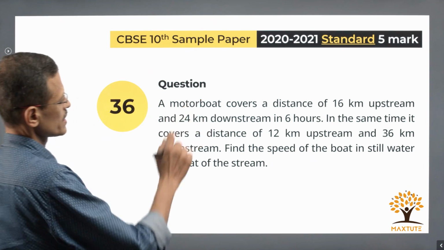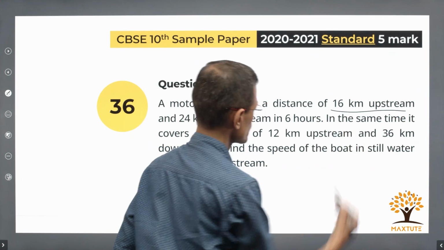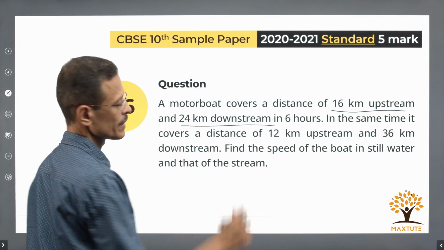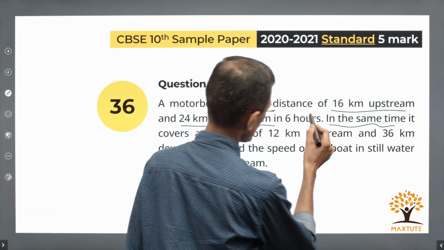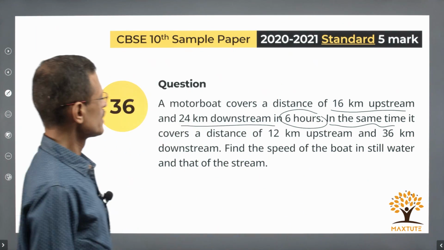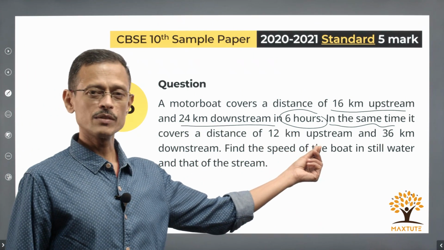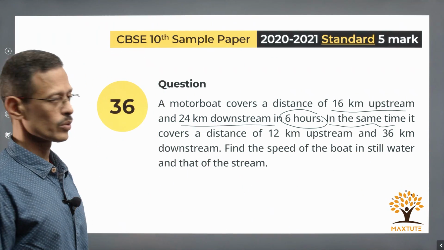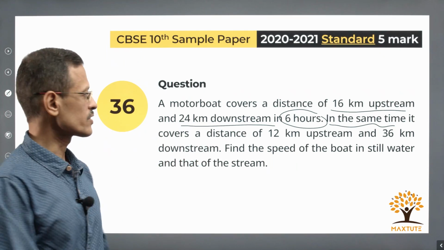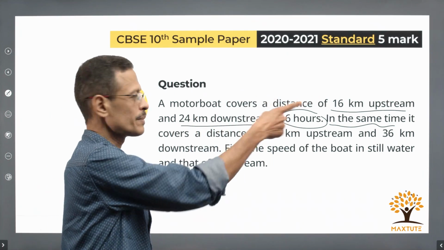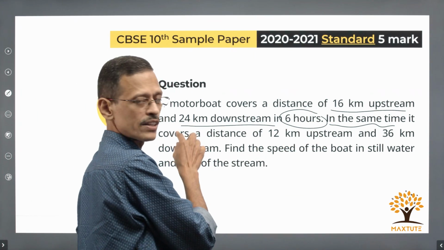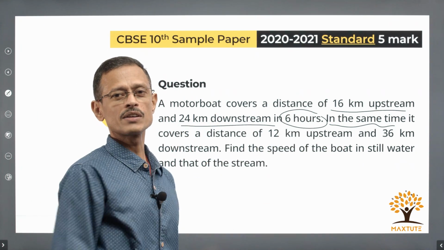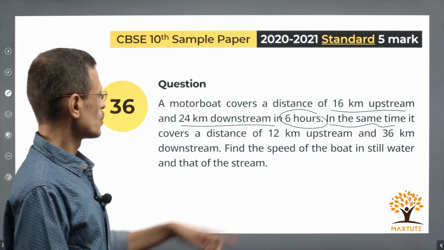A motorboat covers a distance of 16 kilometers upstream and 24 kilometers downstream in 6 hours. In the same 6 hours, it covers a distance of 12 kilometers upstream and 36 kilometers downstream. So it takes the same 6 hours to do either of these two: 16 kilometers upstream and 24 downstream, it takes 6 hours. Conversely, if it traveled 12 kilometers upstream and 36 kilometers downstream, it will take the same 6 hours. What are we supposed to find out?